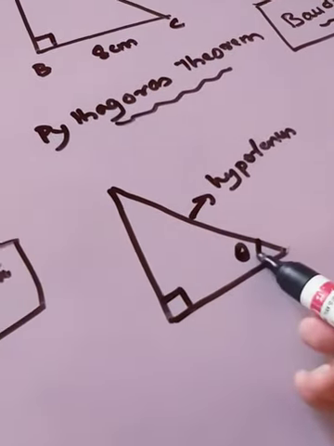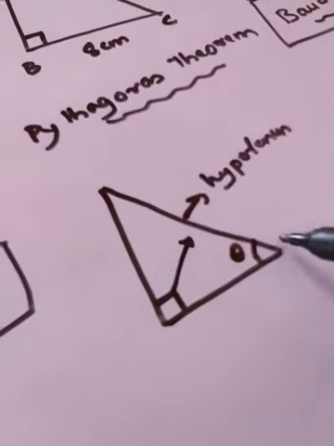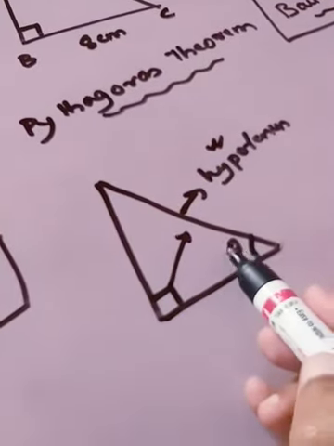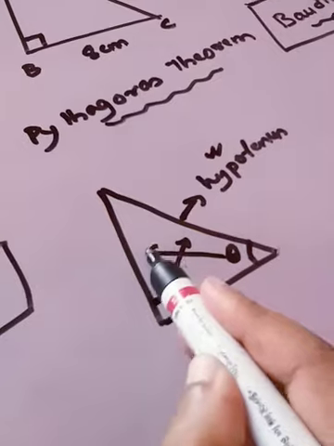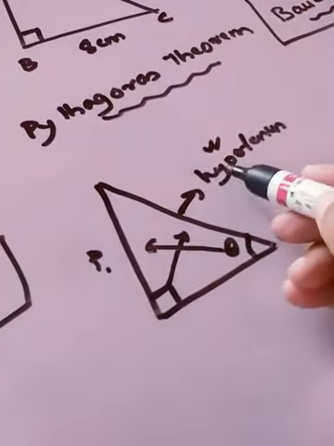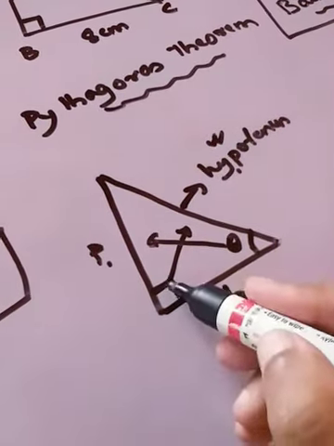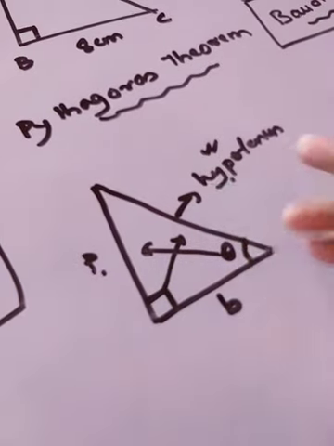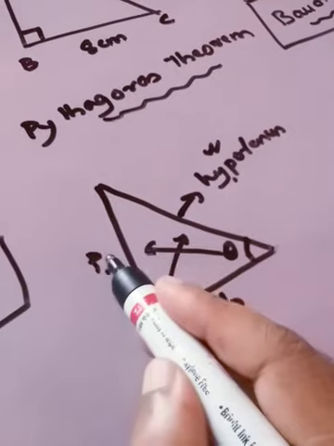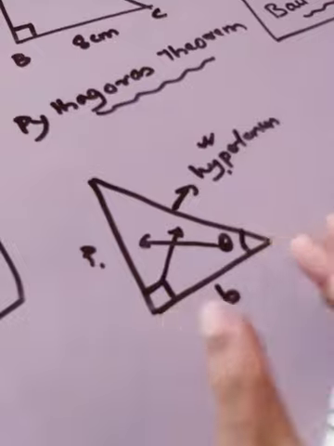Suppose this is an angle. Now always see, the side opposite to 90 degree will always be the hypotenuse, and the side opposite to theta is always the perpendicular. So if this is the perpendicular and this is the hypotenuse, then obviously this will be the base. I repeat, the side opposite to 90 degree is the hypotenuse, the side opposite to theta is the perpendicular, and the side carrying theta is called the base.